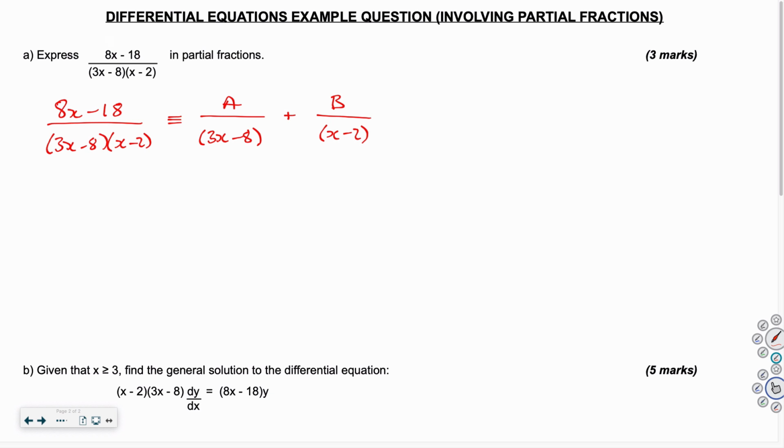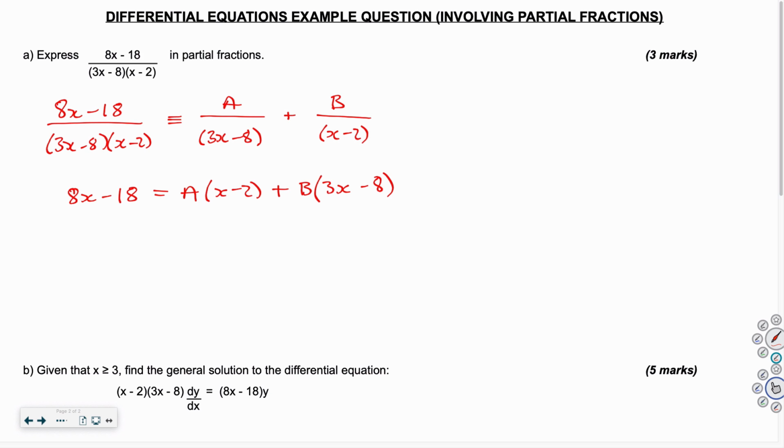So the first thing I'm going to do now is multiply everything by the denominator of our big fraction. We're going to get 8x minus 18 is equal to A times, when we multiply this, the 3x minus 8 will cancel with this 3x minus 8, leaving us x minus 2. And the same thing for the B. The x minus 2 this time will cancel with the x minus 2, leaving us 3x minus 8.